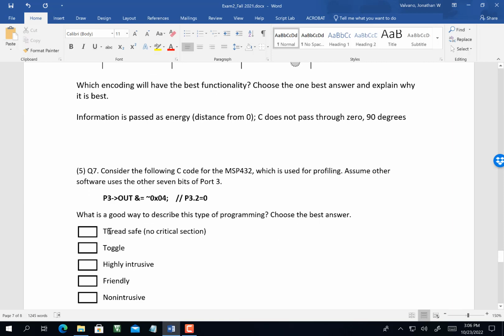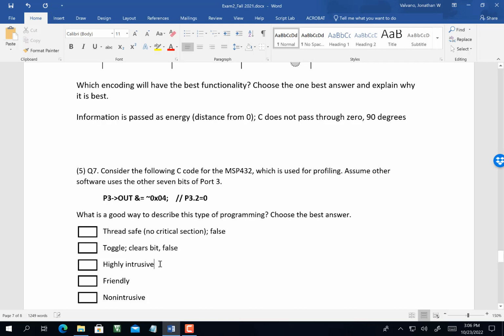Okay, thread safe. This is not thread safe. We just did that in the other example. This is false, because this is a read, modify, write to a potential shared global, which is port 3. This is not thread safe. Okay, choose the best answer. Ooh, okay, this is toggle. No, this is not toggling. This is clearing. This clears the bit. So this is false.